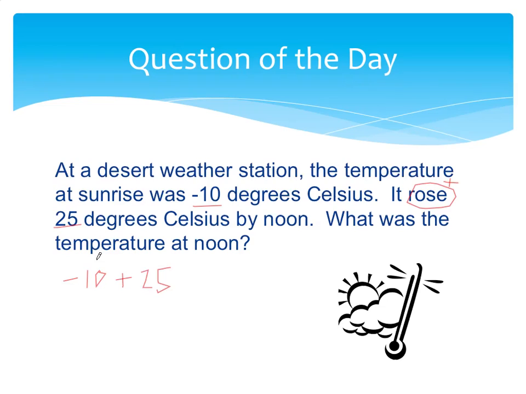Well, we have negative 10 plus 25. Are the signs the same? No, they're not, so we need to subtract. Signs are different, so find the difference. 25 minus 10 is 15. Find the difference and keep the sign of the larger number. 25 was larger, it's positive, so my answer is positive. So at noon, it was 15 degrees Celsius.